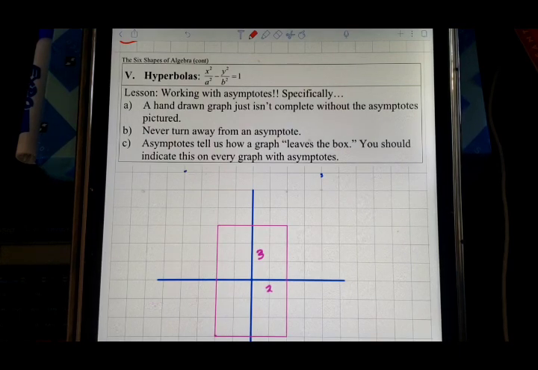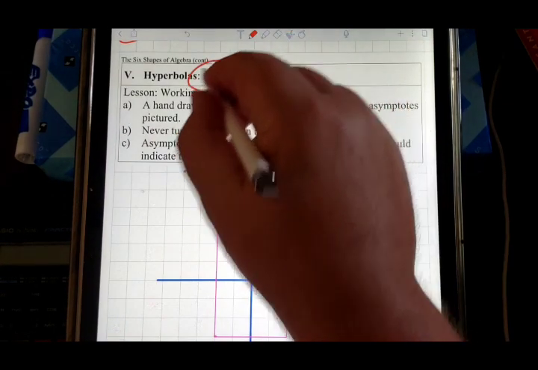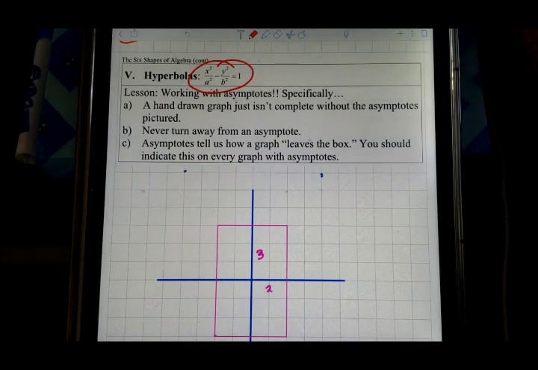There are 2 more to go. So only been 4. Hyperbolas. So one of the 2 equations for hyperbolas. Now, the lesson's pretty obvious with hyperbolas. I don't think anybody's surprised about what I'm about to talk about.